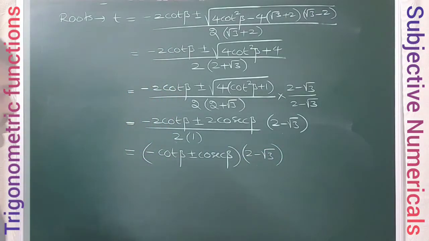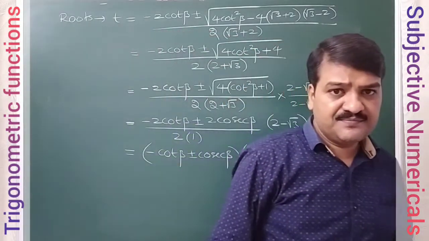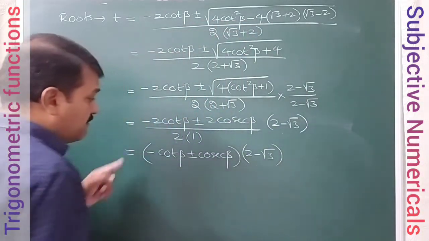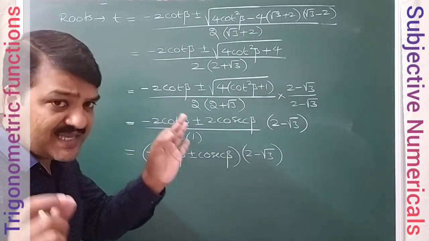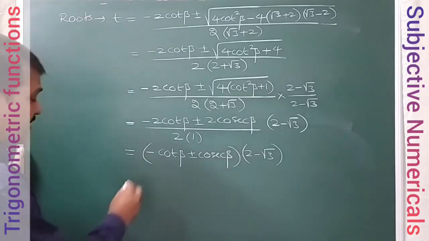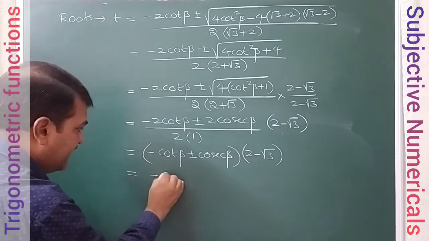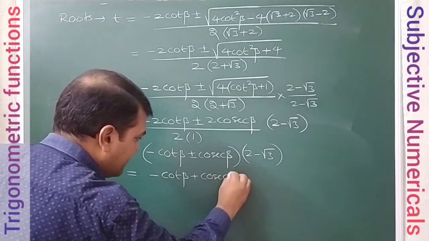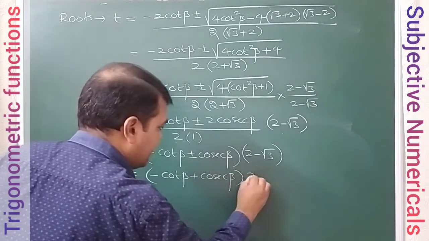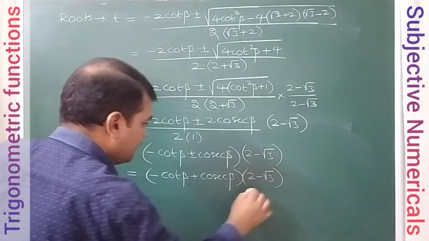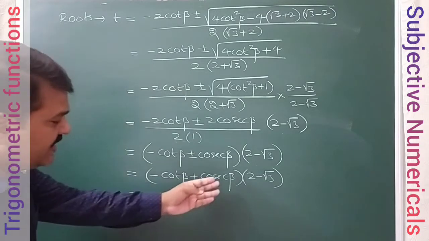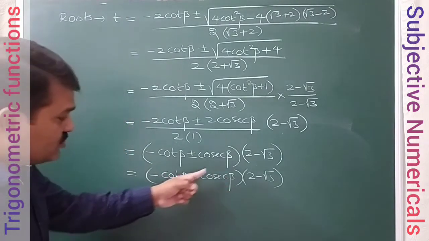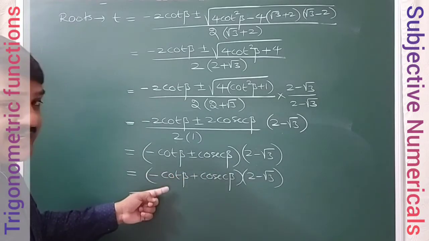So this is what we will get. So plus or minus, you can take plus, you can take minus, anything is okay. So if we take plus in plus or minus, for example, then we will get like this, minus cot beta plus cosecant beta. Next, cosecant beta means 1 by sin beta. This is cos beta by sin beta. So 1 by sin beta, cos beta by sin beta.